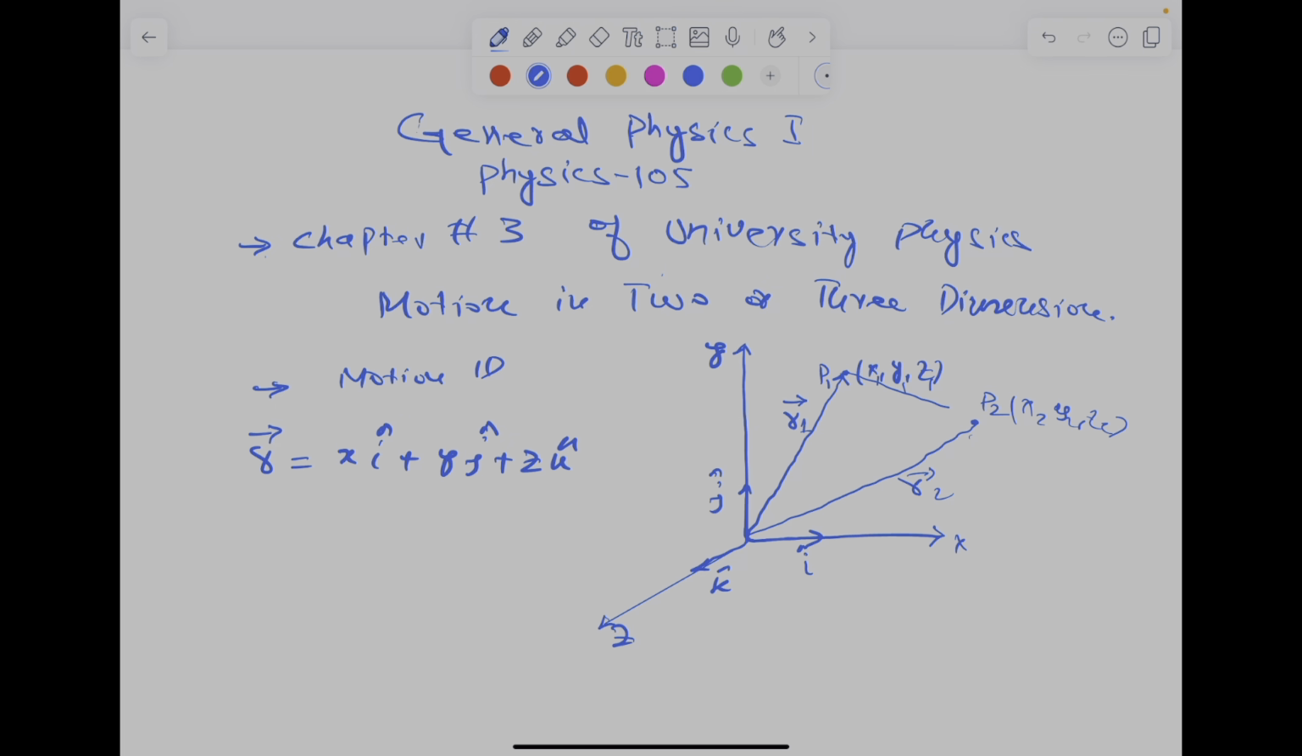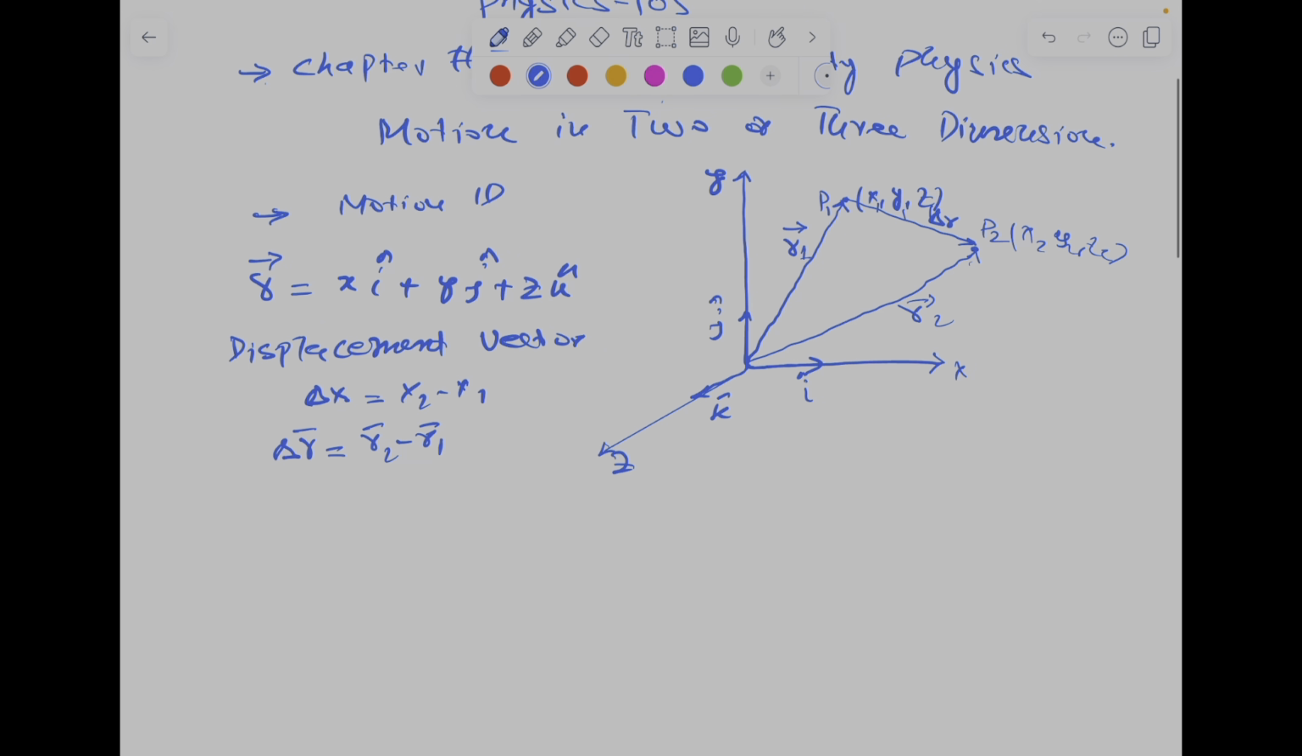So the change in position, which is your displacement vector in 3D, like what we did in 1D, where we have only x2 minus x1, but now we have del r. This is your del r, which is nothing but r2 minus r1. So this is the change in displacement.